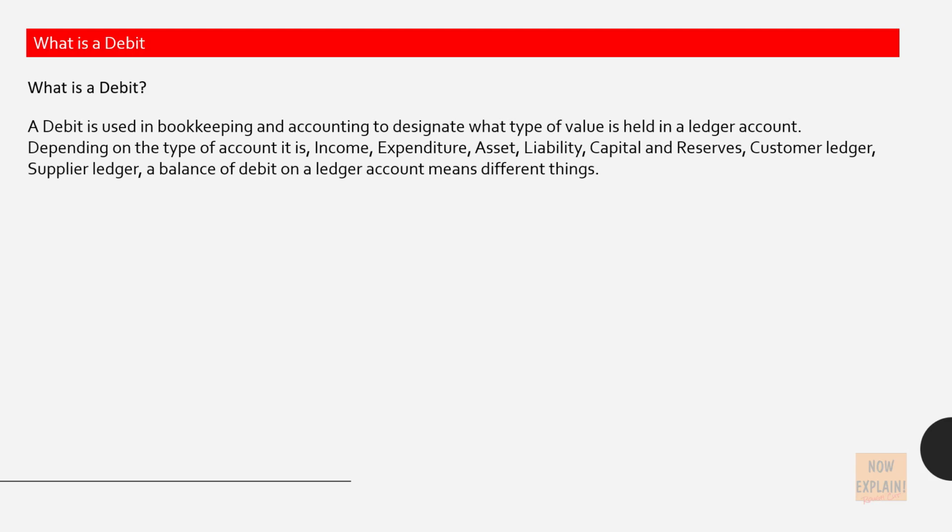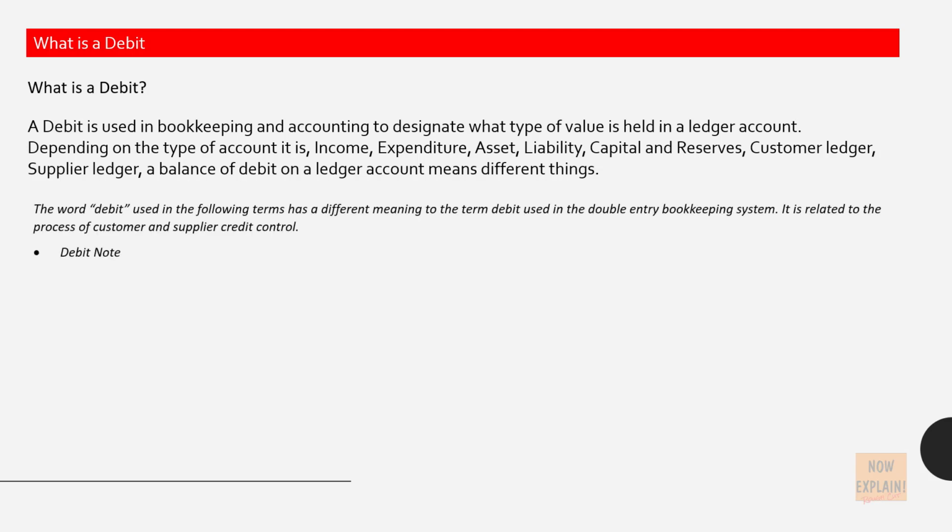A debit is used in bookkeeping and accounting to designate what type of value is held in a ledger account. Depending on the type of account it is: income, expenditure, asset, liability or capital and reserves, customer ledger, supplier ledger. A balance of debit on a ledger account means different things.